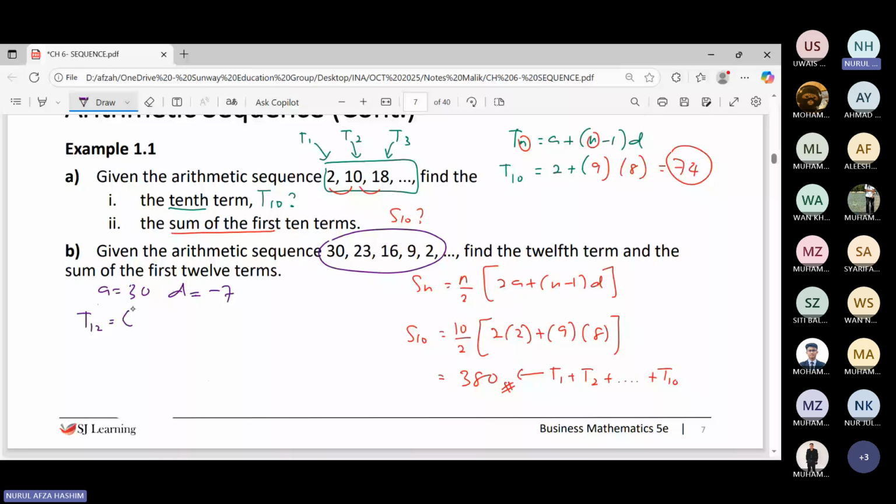What is A? A is 30. A, because you are using this formula, the same formula here. A plus n minus 1 is berapa? 11, madam. How about D? D is -7. Then you get the value. -47, madam. Bukan. Yeah. Okay.